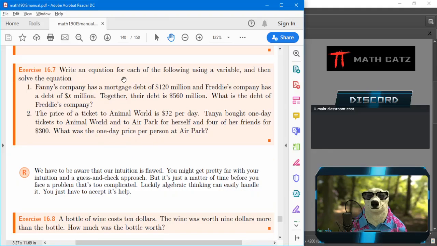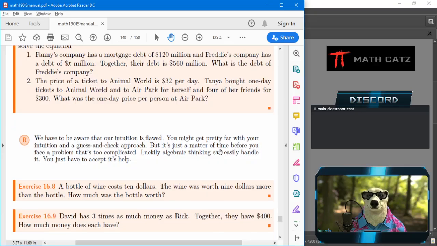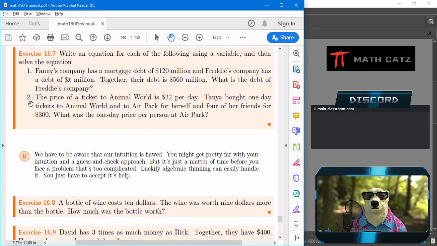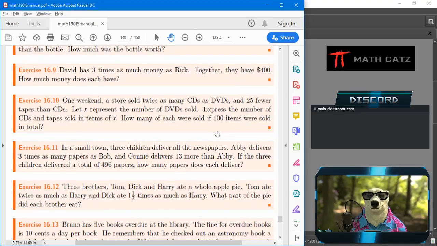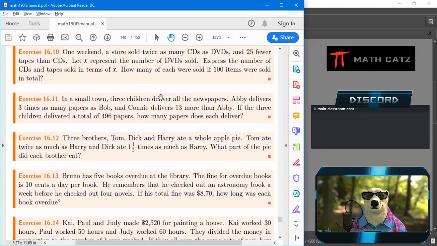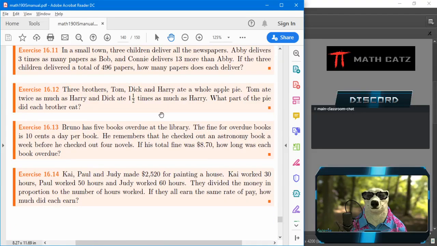Then in exercise 16.7, we have the full equation where it's still just the translation. And things like number 2, it's very important to understand how we get to an equation and how we've translated the information. And it's the same thing really over and over and over. All of these are in the videos, I know for a fact.